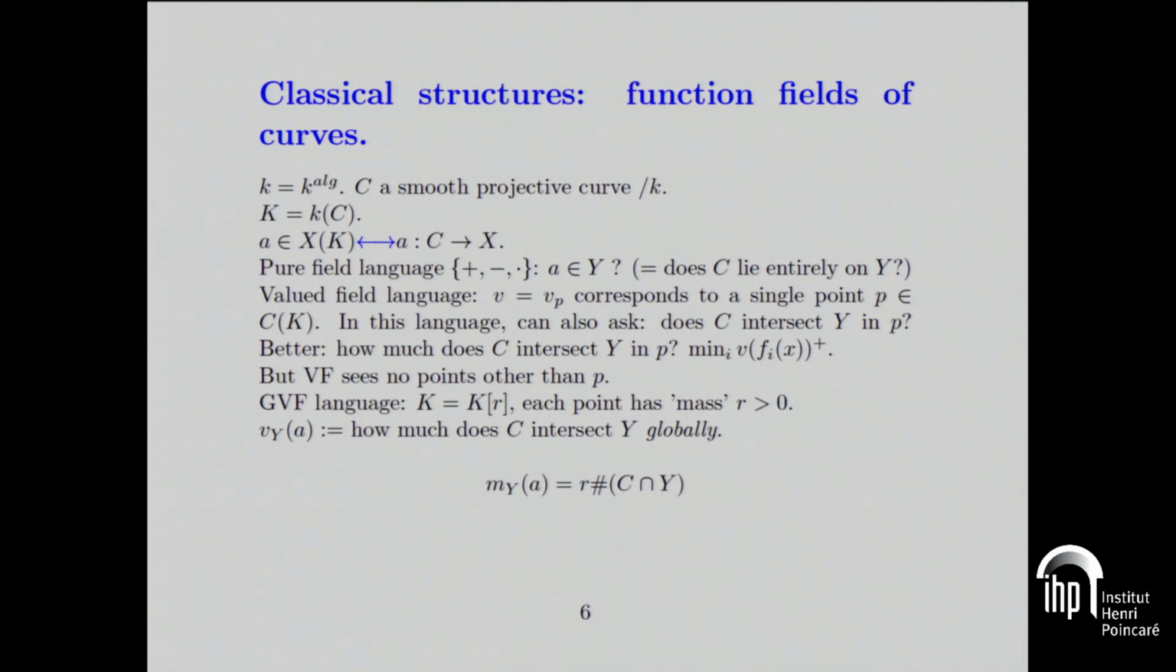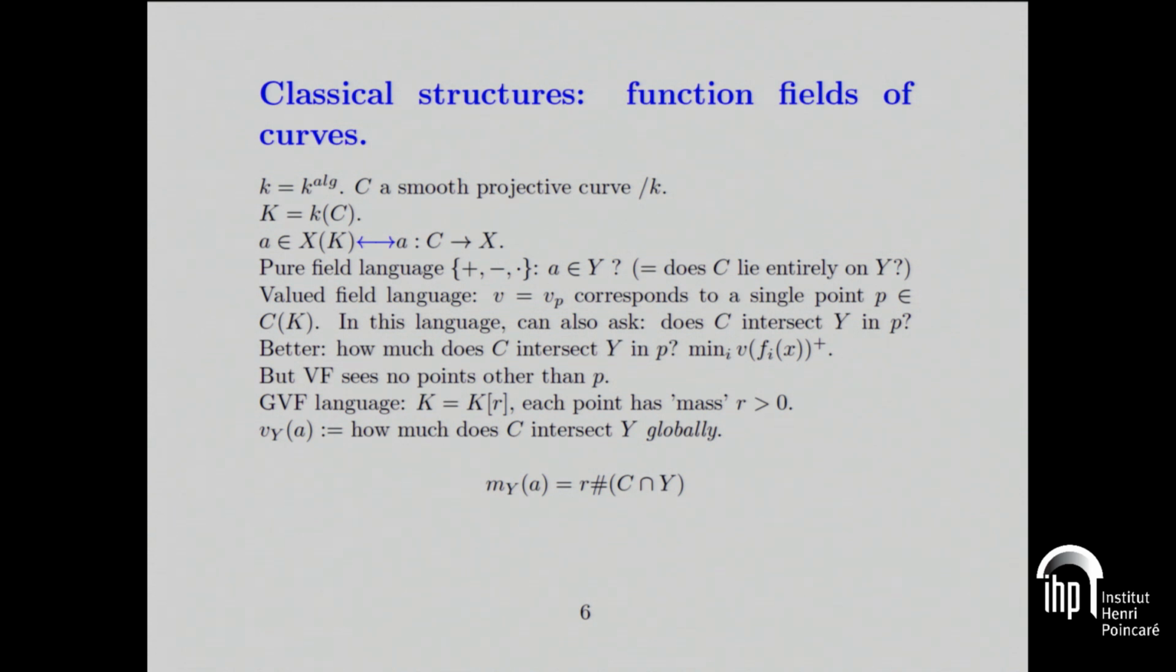In the valued field language, you can do a little bit better. So a valued field corresponds to, so we said that K was the function field of C. Well, if you view it as a valued field, it means that there's some particular point, let's say it's evaluation at some point 0, and so there's a particular point that the algebra is able to talk about. So in that case, that's a little bit better.